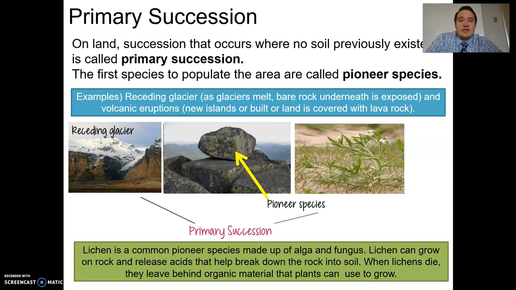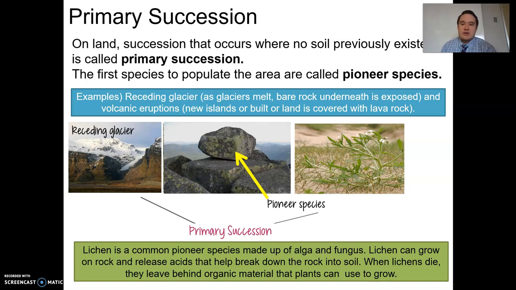So, receding glaciers: as glaciers melt, bare rock underneath is going to be exposed. Volcanic eruptions are a very good example of this, because when a volcano erupts, it can actually create new islands. And these islands can become inhabited with species over time. Now, this takes many, many years. So, let's go down here.